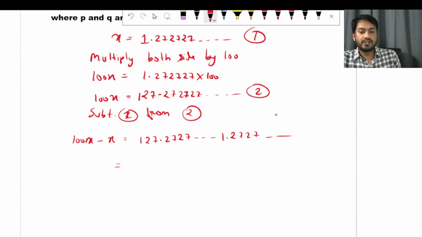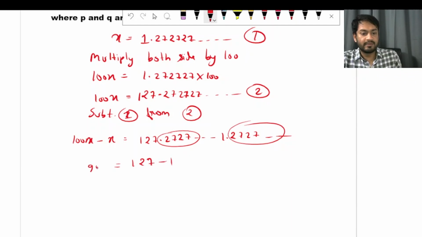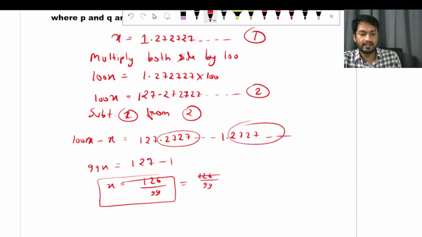Okay, so this term and this term after the decimal will be cancelled. What remains is 127 minus 1, which is 99x, right? So x will be equal to 126 divided by 99, right? This can be further cancelled out. If you want to cancel, you can, but this is also the final answer. Because this is divisible by 3, if you want, you can cancel it. Suppose it is 99 by 126, so you can cancel by 3.